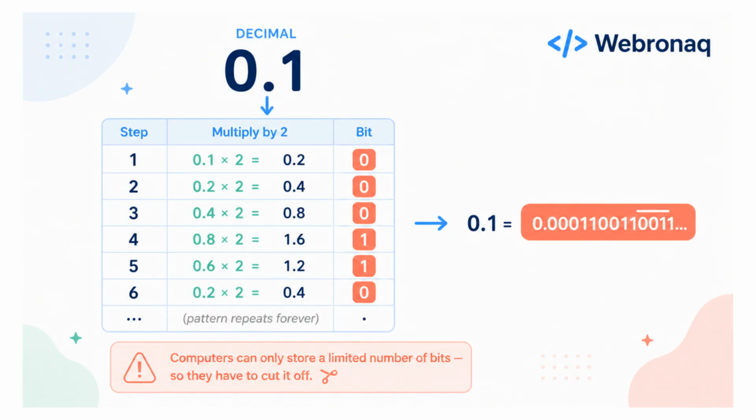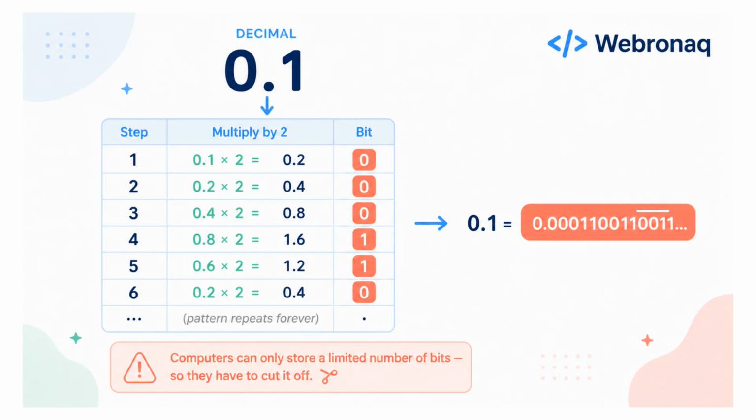Watch what happens. Multiply 0.1 by 2, we get 0.2, so the bit is 0. Multiply 0.2 by 2, that's 0.4, another 0. Multiply 0.4 by 2, 0.8, still a 0. Multiply 0.8 by 2, now we get 1.6, so the bit is 1. We drop the 1, keep 0.6. Multiply 0.6 by 2, 1.2, another 1. Drop the 1, keep 0.2.